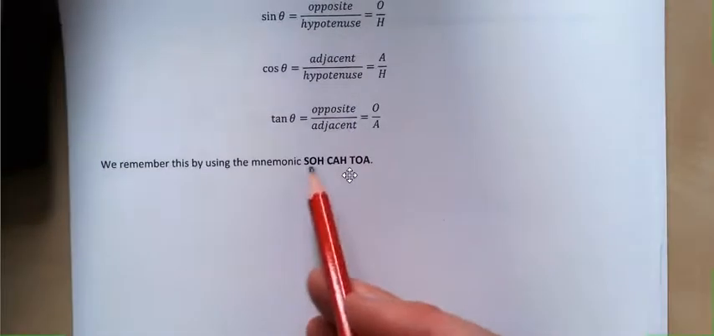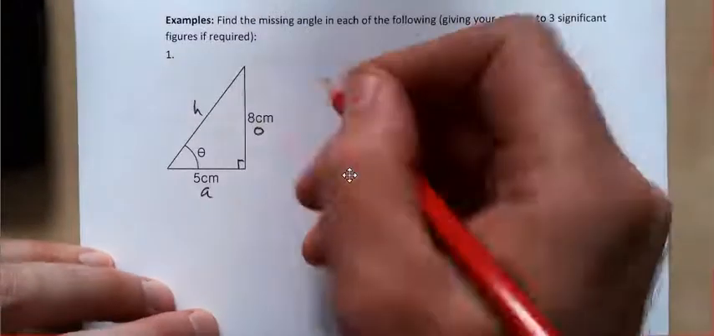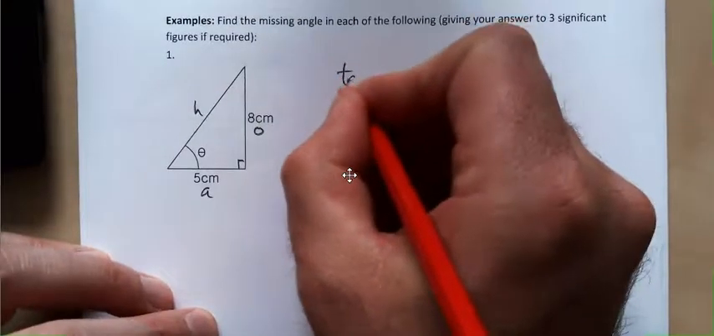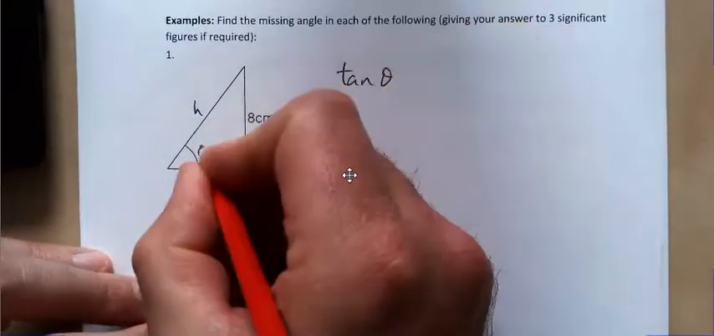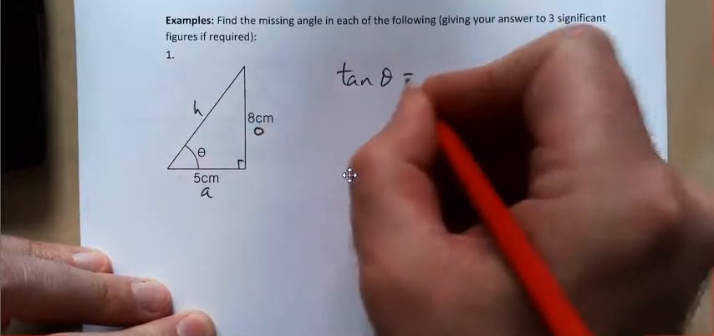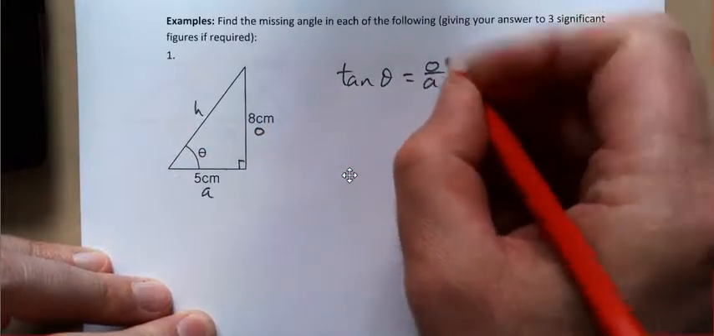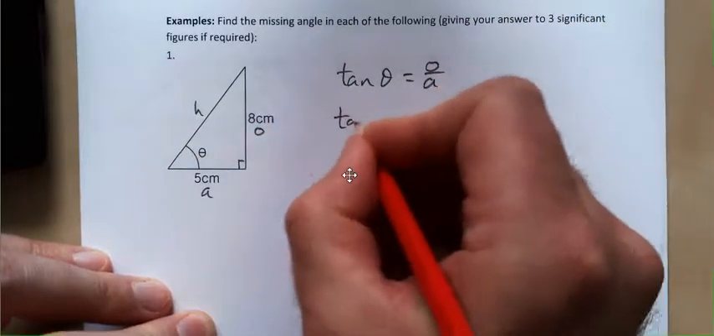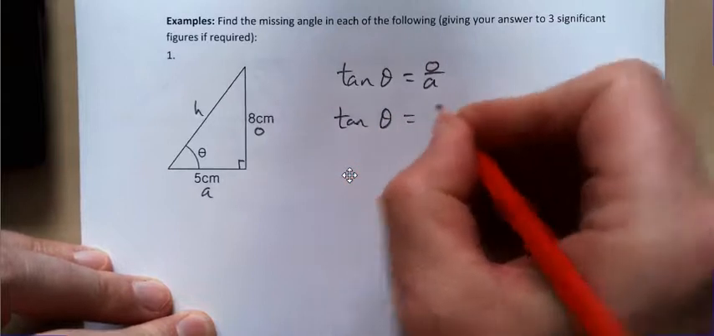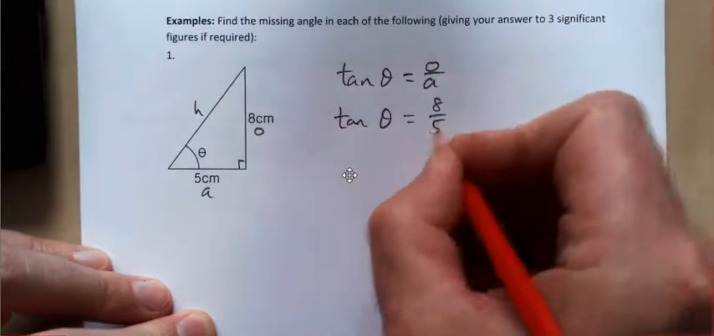Let's just bring this back up again. Which one has O and A? So it's going to be tan. So we're going to be using the tan formula. And our formula then is tan theta, as we have here, some people use tan x, that's fine, is O over A. Tan theta is 8 over 5.